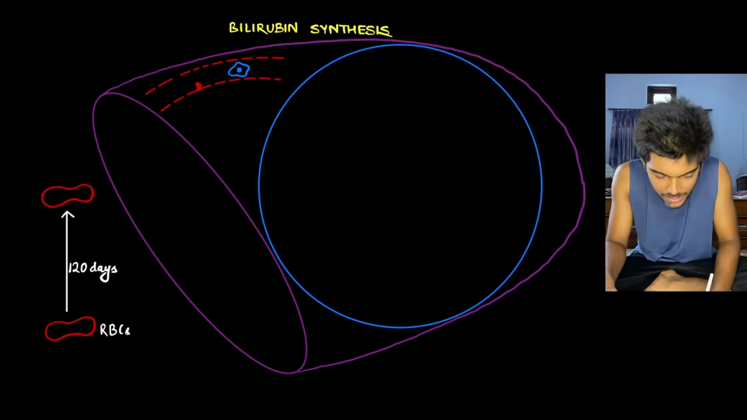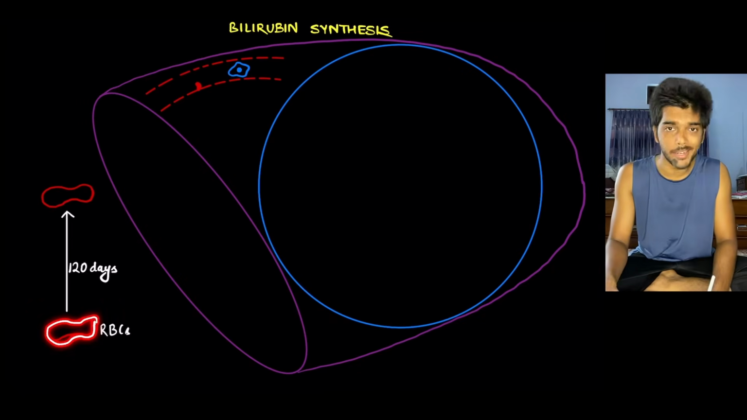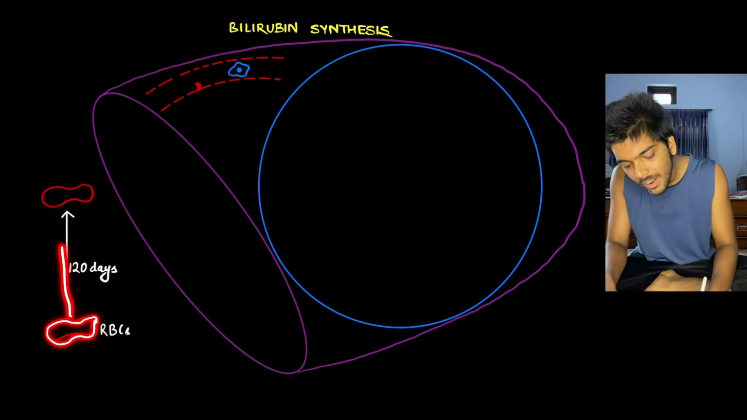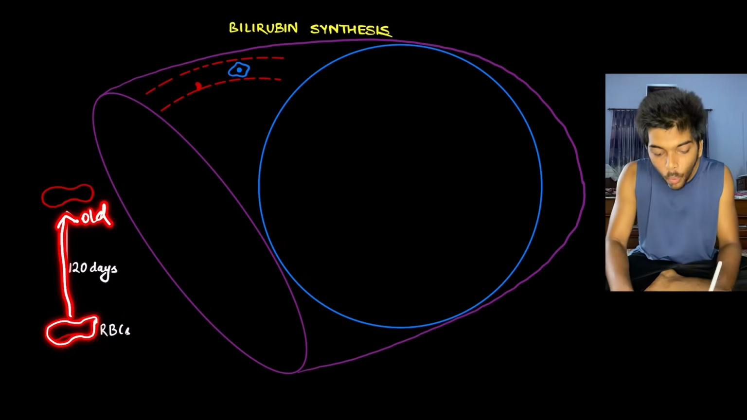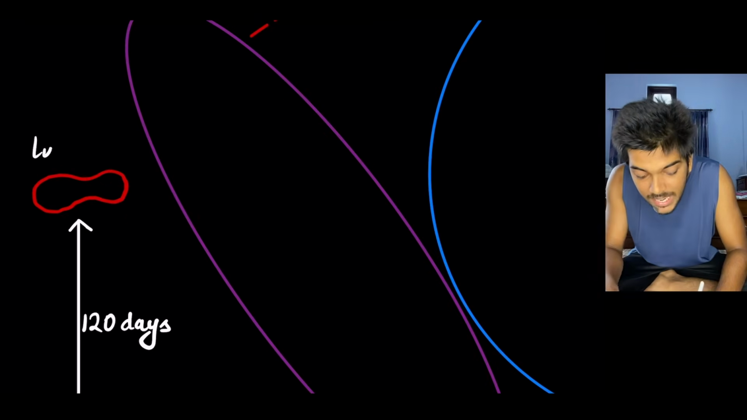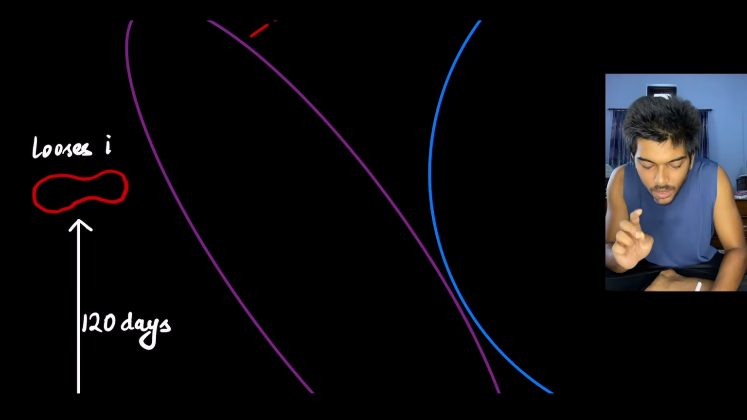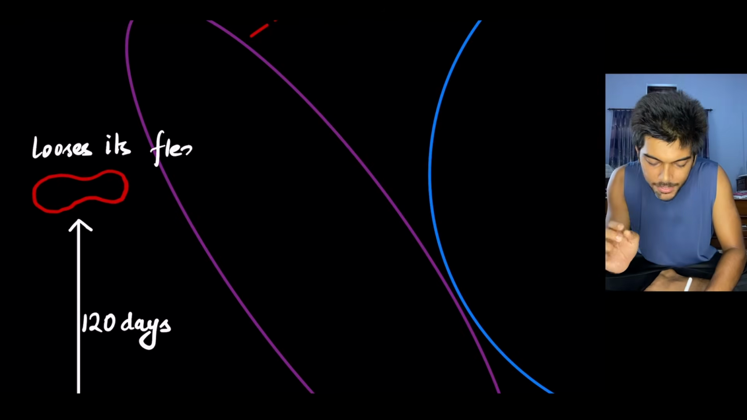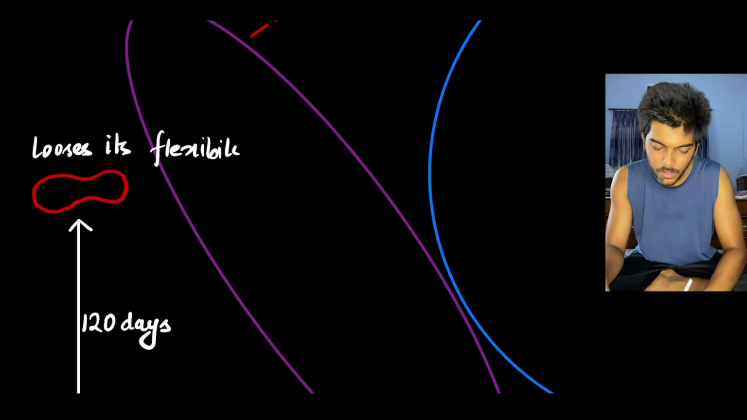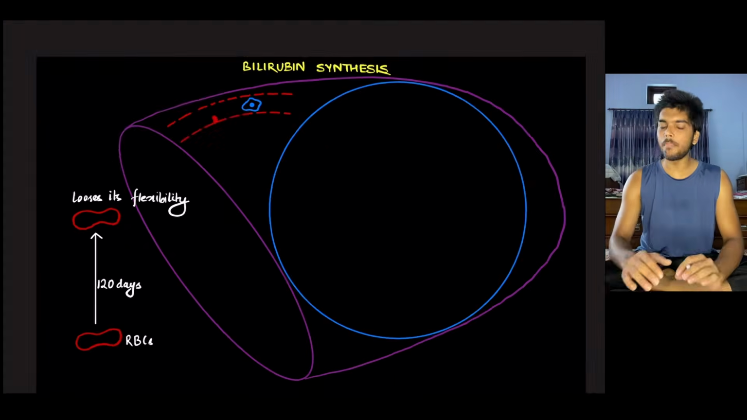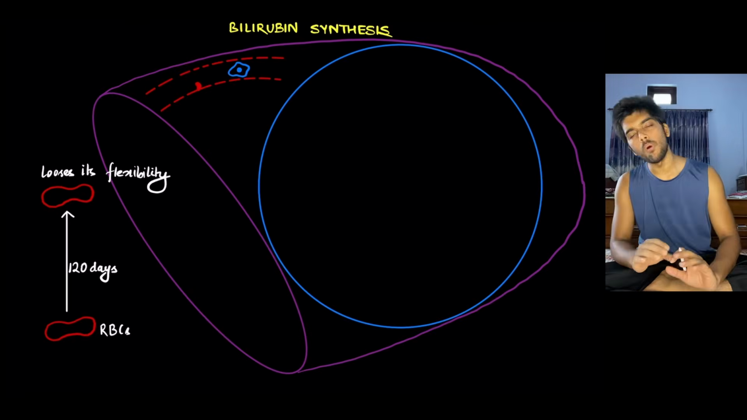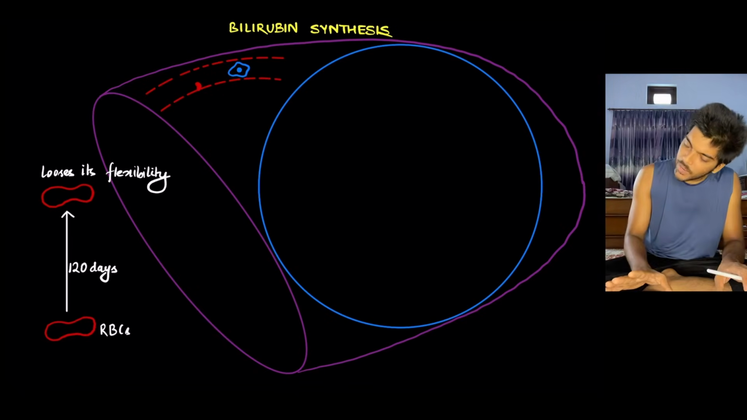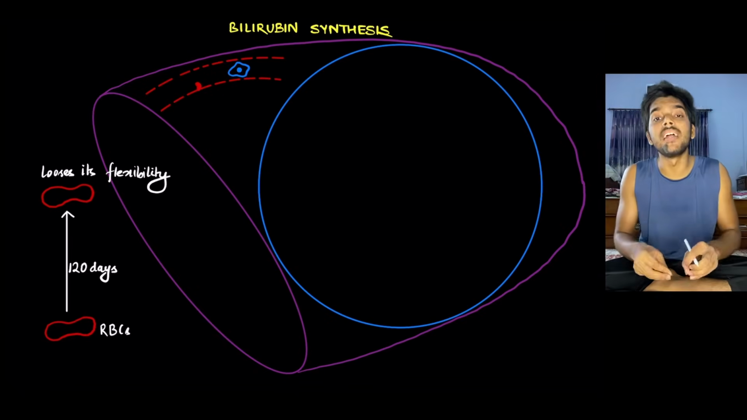Similarly, red blood cell as well, when it is young, it is flexible, but after 120 days as it has become old, it loses that flexibility. Okay. So 120 days have passed. The red blood cell has become old. It has lost its flexibility. Now it needs to get destroyed.